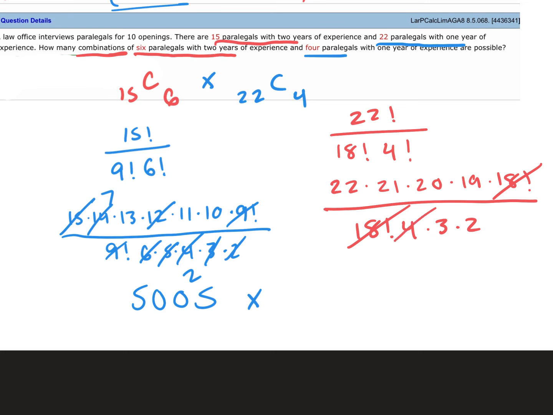So 4 goes into 20 5 times. 3 goes into 21 7 times. And 2 goes into 22 11 times. So this would be 11 times 7 times 5 times 19. So this is 7,315 times 5,005.